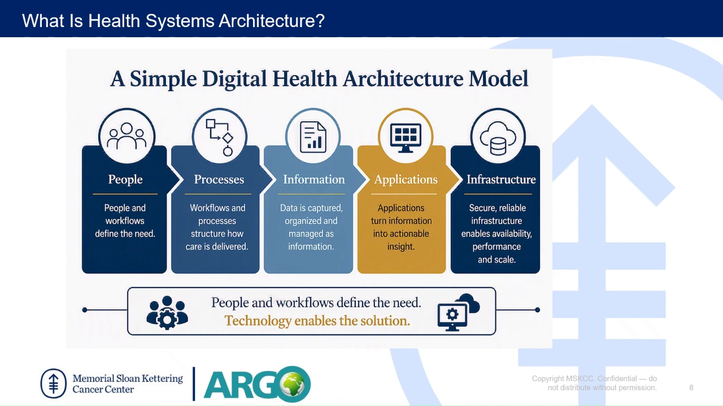Now, the fifth layer is infrastructure, right? Every application depends on reliable infrastructure. This includes networks, servers, internet connectivity. That's a big one, especially in low and medium income countries. Cloud services, databases, backup systems, cybersecurity measures, right? The infrastructure is often invisible to the end user, and that's the ideal situation.